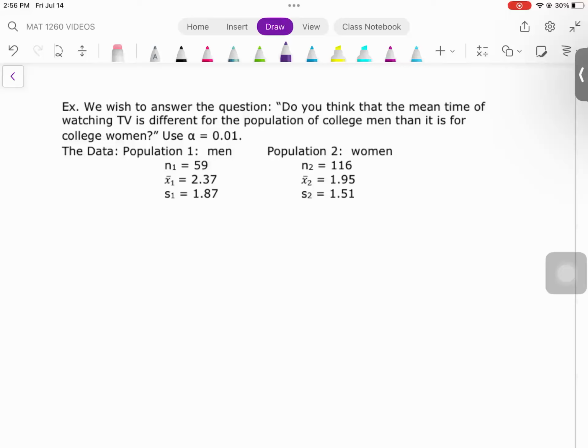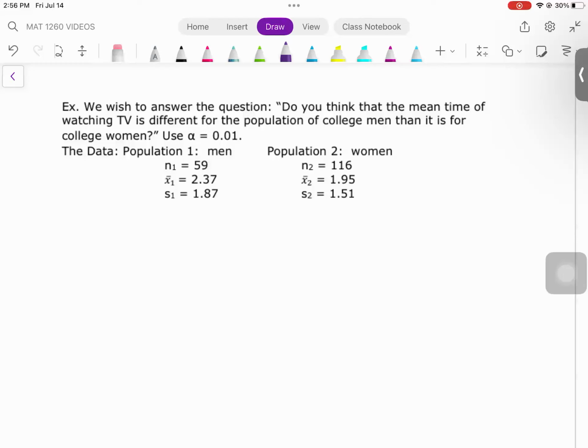Our second group was women. Our sample size was 116. The sample mean time watching TV was 1.95 and the standard deviation was 1.51. So we are trying to verify a claim that the mean time is different for men and women.